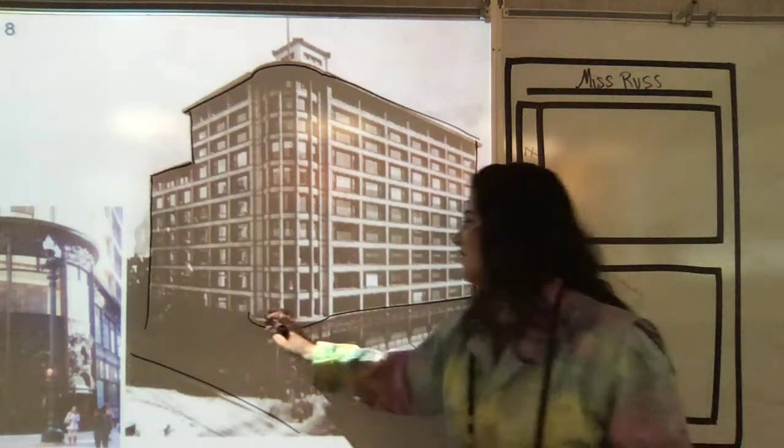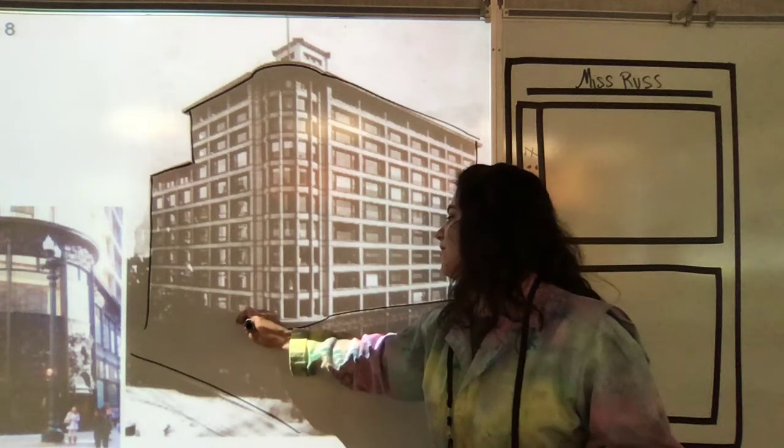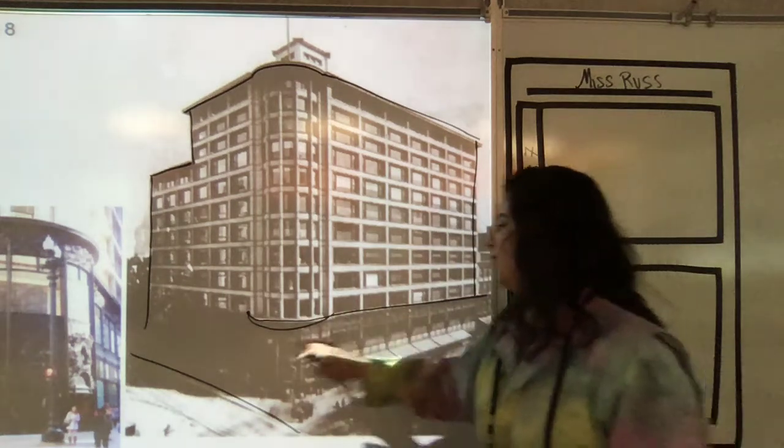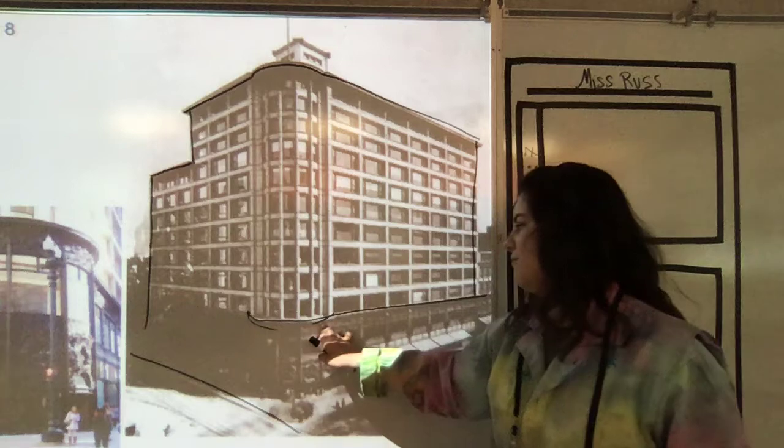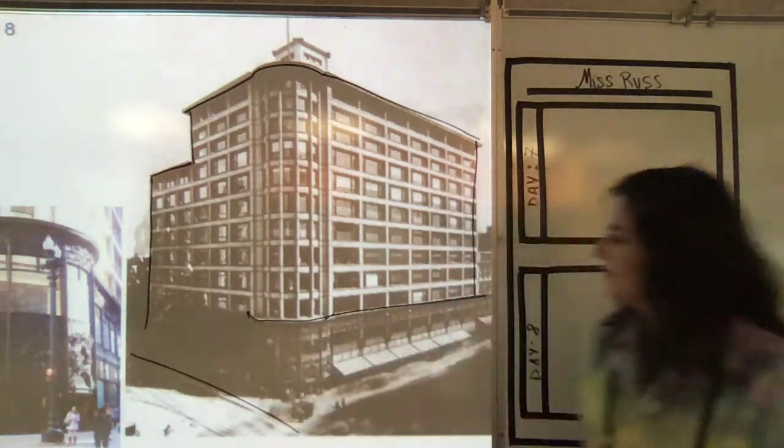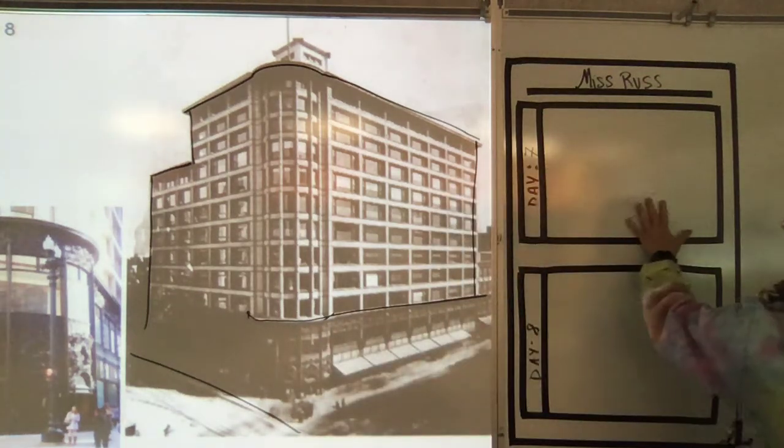It's not really what that line does, Miss Russ. You have one job, Miss Russ, to draw over top of what you're seeing. Okay, so now we're putting that here.